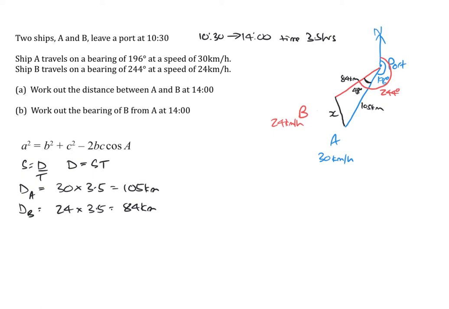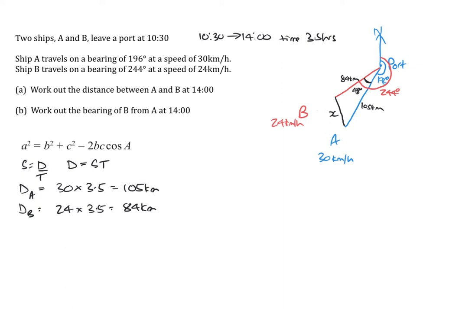And what have we got? Well, we actually now have a triangle where we have two sides that I know, one side I want to know, and I have the angle. So that means I can use my cosine rule. Cosine rule is here. So let's put my values in.